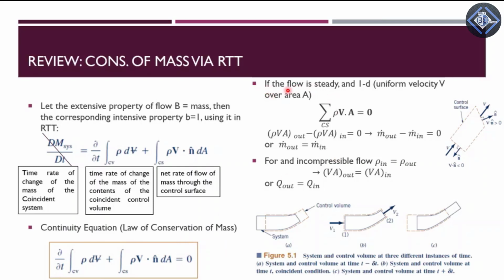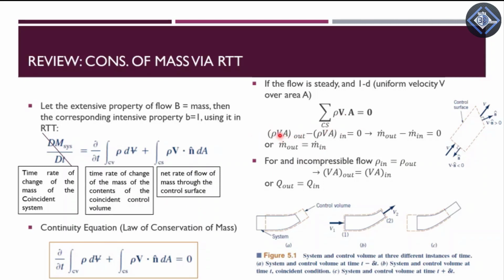Further, we said if we can assume the flow to be steady and one dimensional, that is a uniform velocity profile over the area A, then we can change this integral to a summation, and this integral term, that is the integral over cs of rho V dot n hat dA, can be written as the summation over the control surface of rho V dot A. And if the flow is steady state, the term d/dt of the integral of rho dV will be 0, because if the problem is steady state, then the rate of change of the mass of the contents of the control volume does not change, and it will be 0.